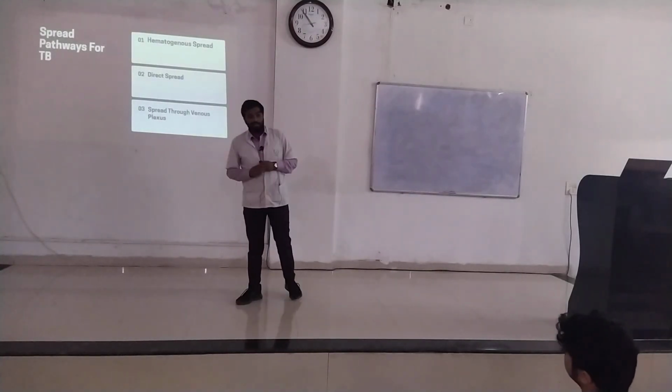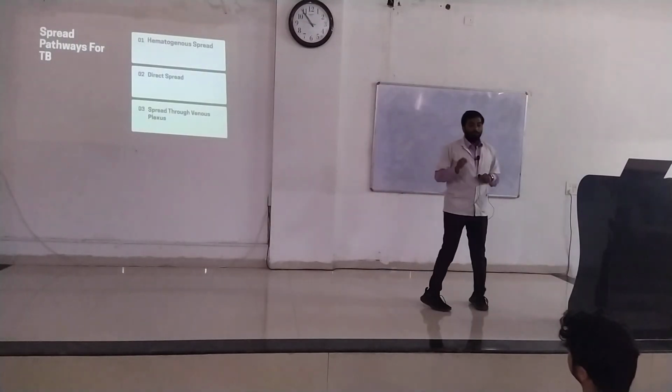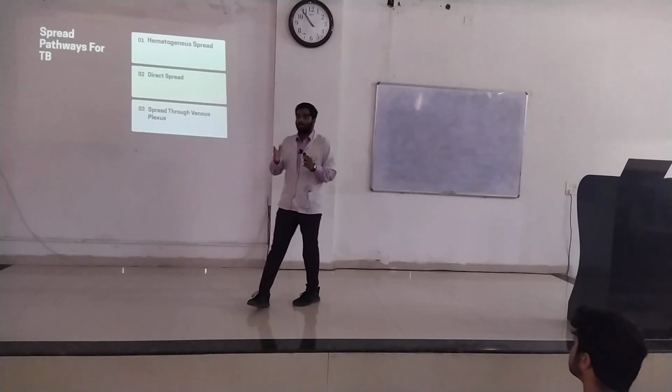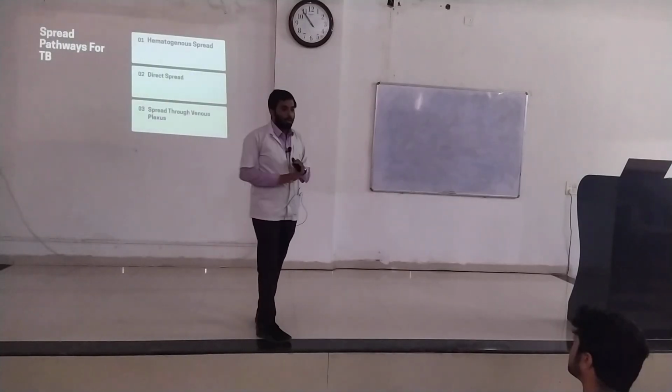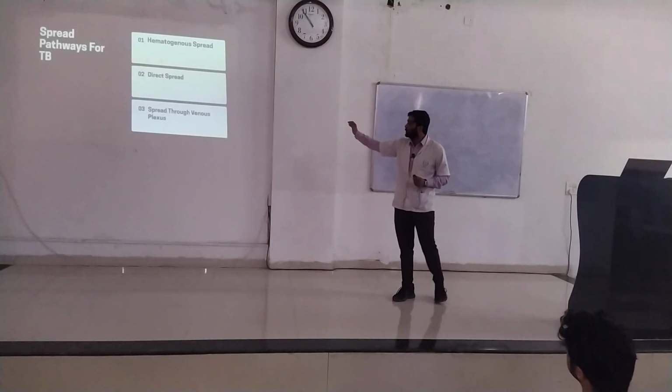Third, we have spread through the venous plexus, more commonly known as the Batson plexus. It is a valveless venous plexus which forms a direct shortcut from the lungs to the vertebra. No visa, no passport, no pleura, no pericardium, straight from the lungs to the vertebra.